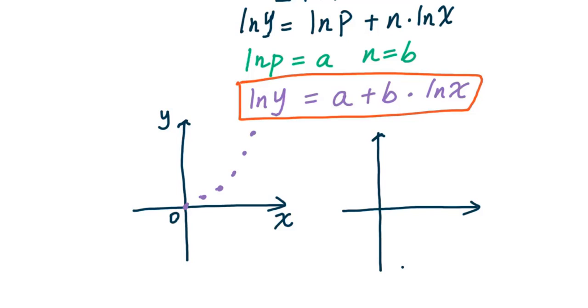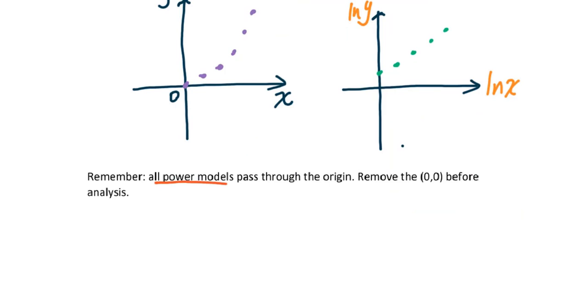For the graph, the relationship between x and y is a power model. But if we draw the graph between natural log of x and natural log of y, you will get a linear model. It will be like this. Remember, all power models pass through the origin. Remove the (0, 0) before analysis.